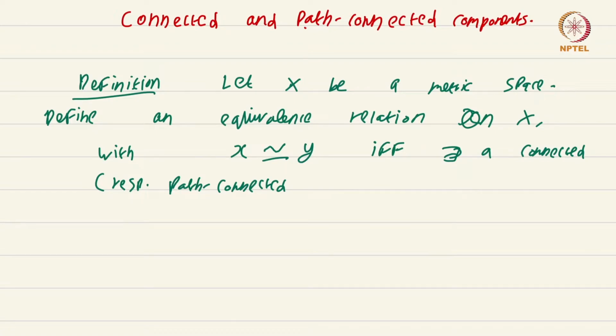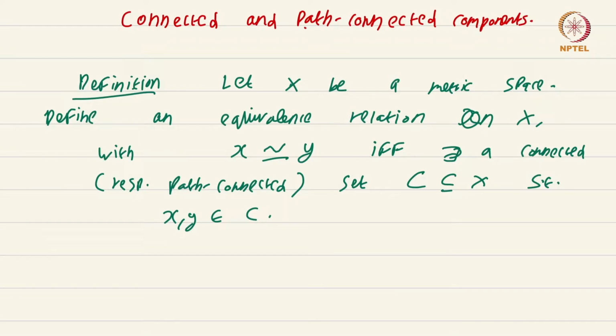If and only if there exists a connected, respectively path connected set C, no need to complicate the notation any further, connected set C subset of X such that x, y are both in C. Okay, so what this says is two points are related if you can find a set C that contains both the points, and C is connected. That's for the definition of connected component, and C is path connected for the definition of path connected component.